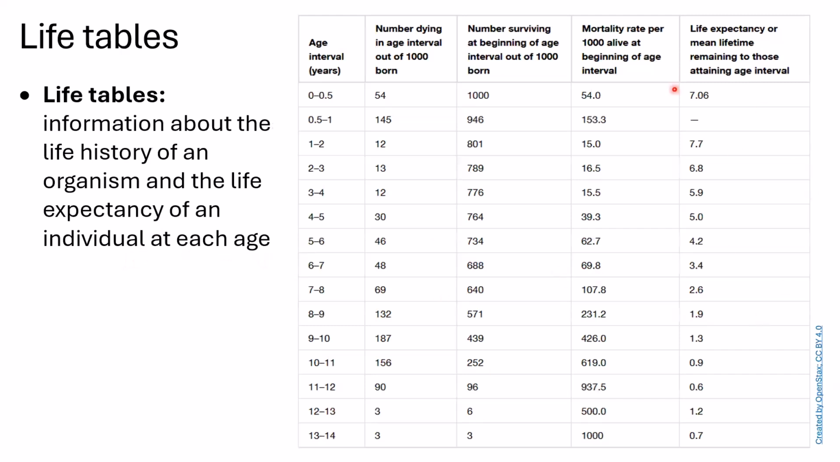This table shows the life expectancy of a mountain sheep. For every 1,000 sheep born, 54 will die within the first 6 months of life, so the mortality rate is 54 for every 1,000 at this age range. The life expectancy at this point is 7.06, which means that for individuals who reach the age of 6 months, they can be expected on average to live for about 7 more years.